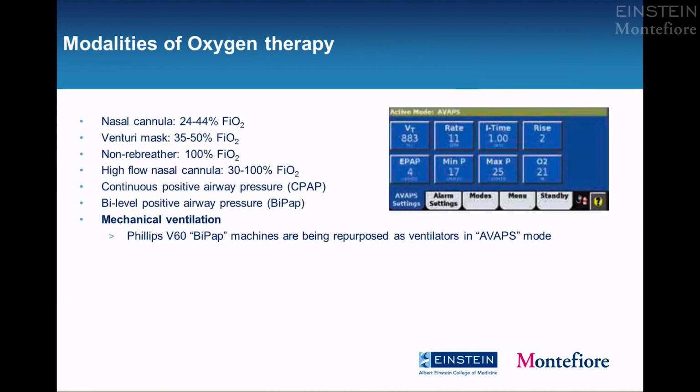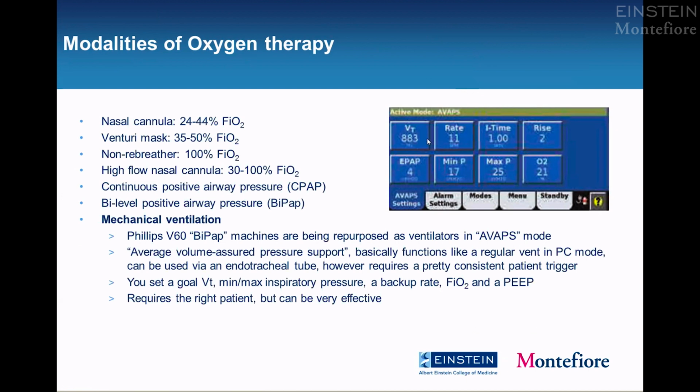Finally, mechanical ventilation. So Dr. Reddy spoke about this in great detail. The only mode of mechanical ventilation that I'd like to talk about now is something called AVAPS. So AVAPS is a mode of mechanical ventilation that's actually done with our conventional BiPAP, also called V60 machines. So the BiPAP that you've seen on the wards many times can actually be used to provide ventilatory support.